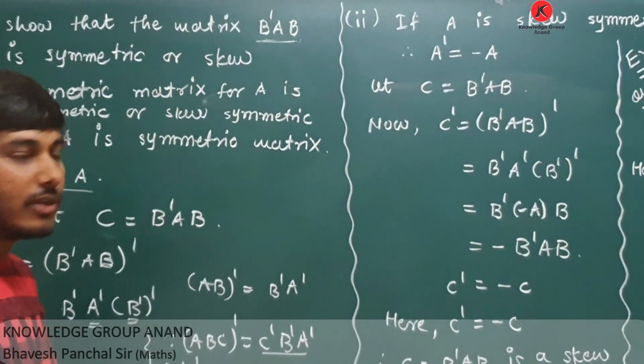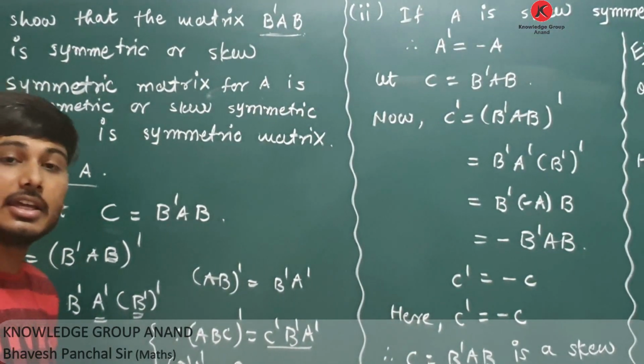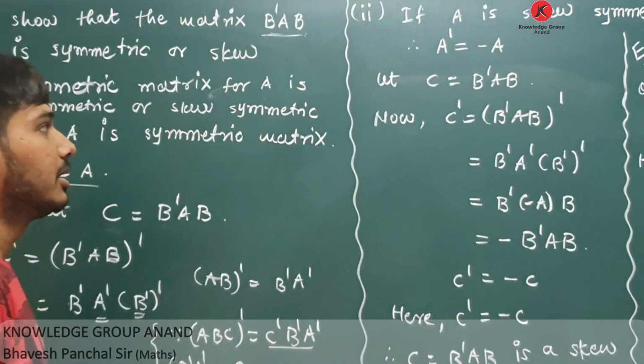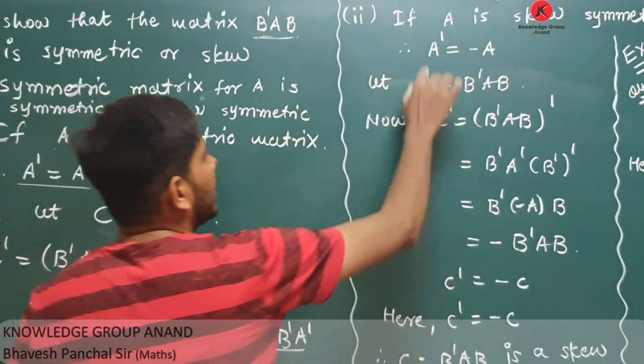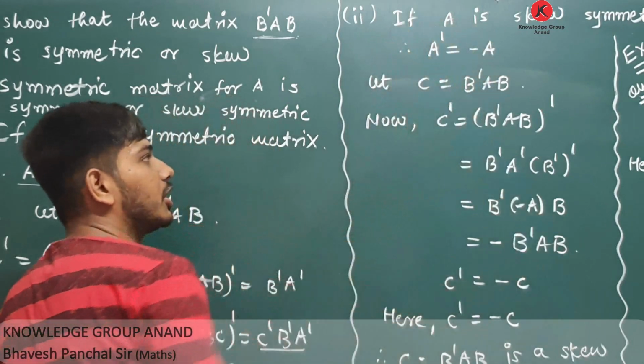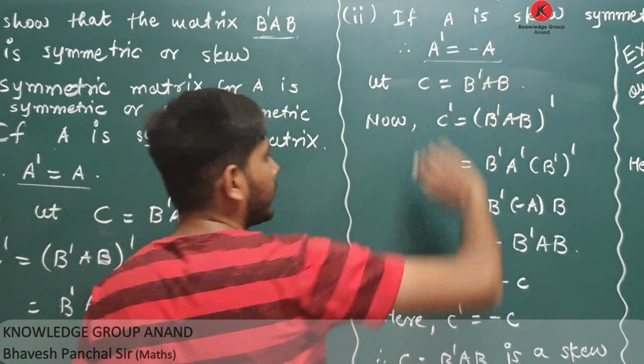Now, going for the second case. What is the second case? If A is a skew symmetric matrix, then A dash, or A transpose, equals minus A. This is the condition for a skew symmetric matrix.